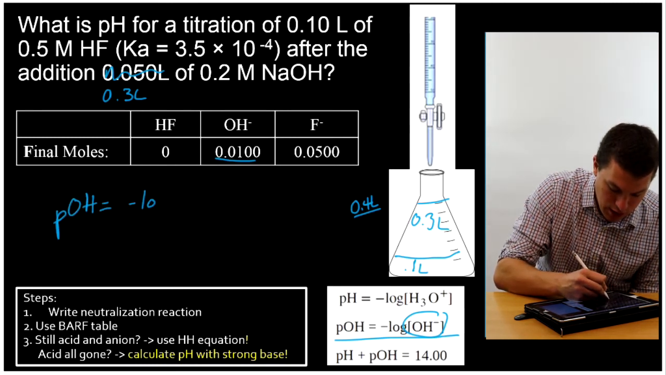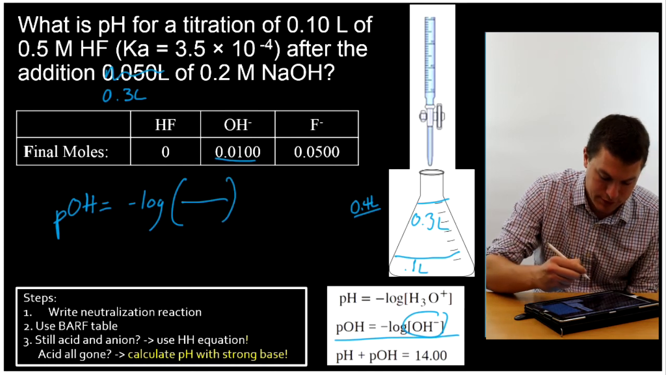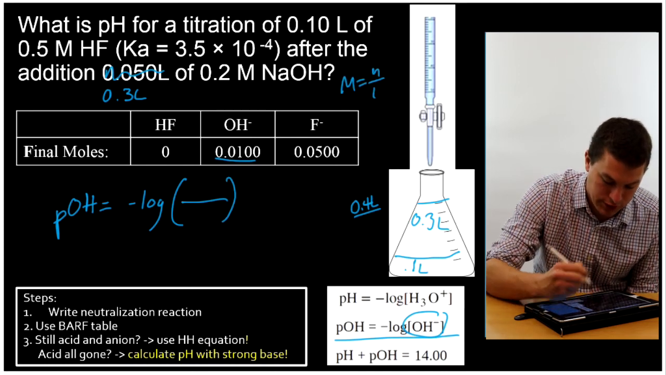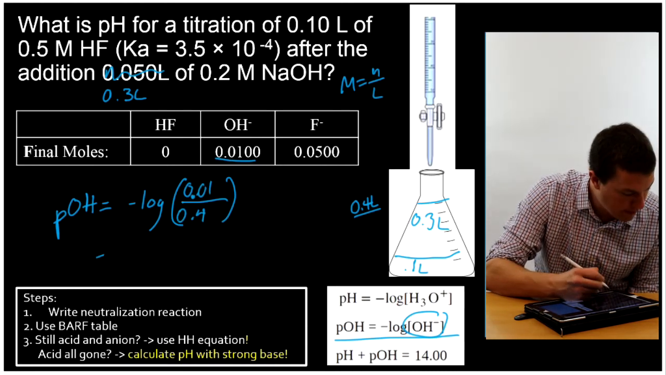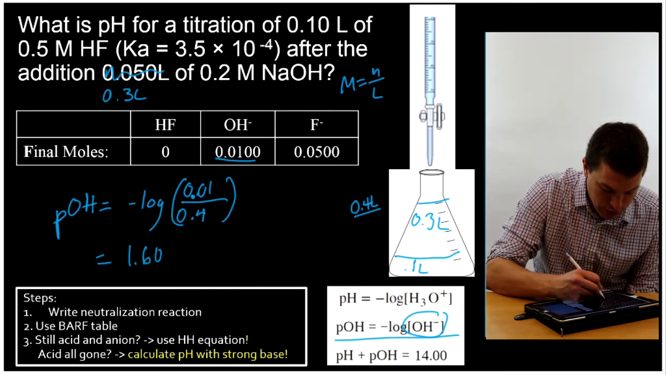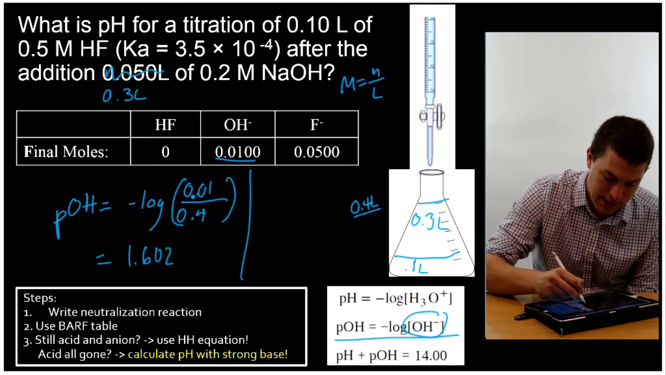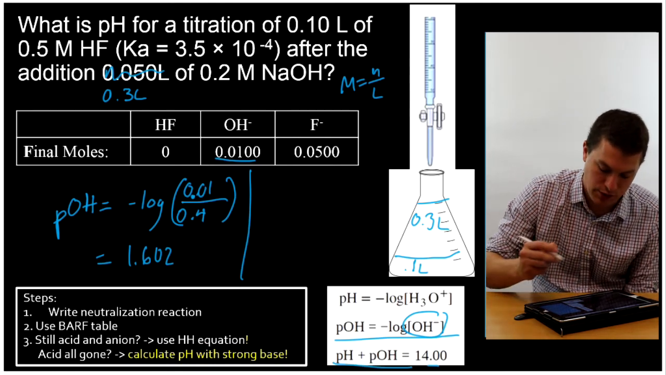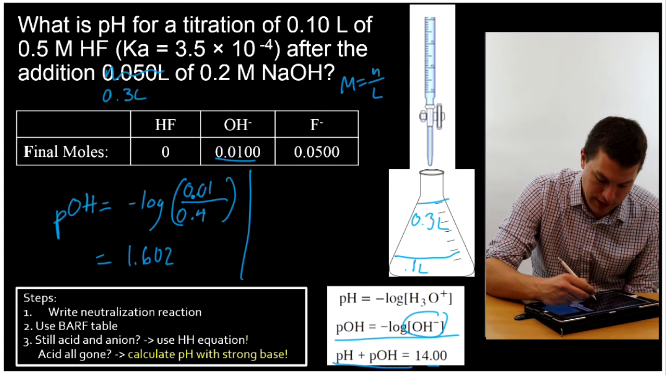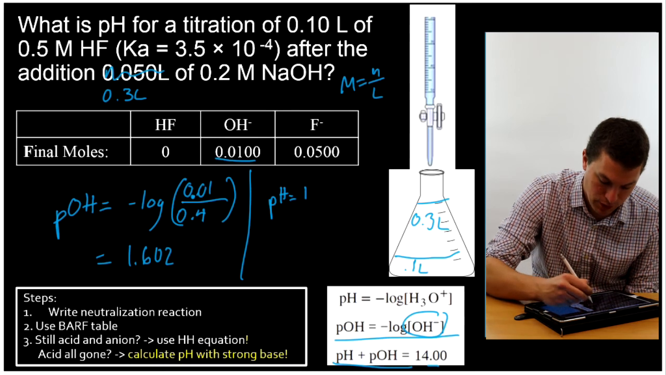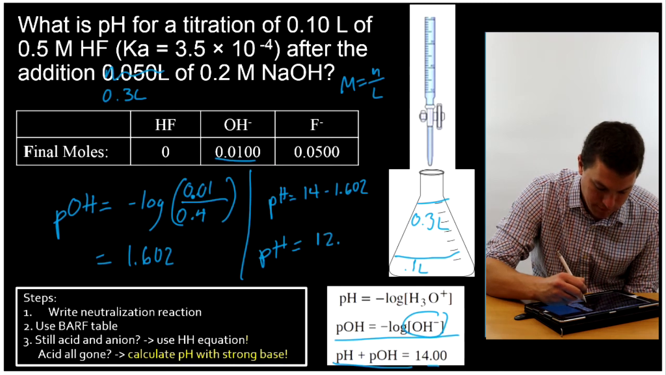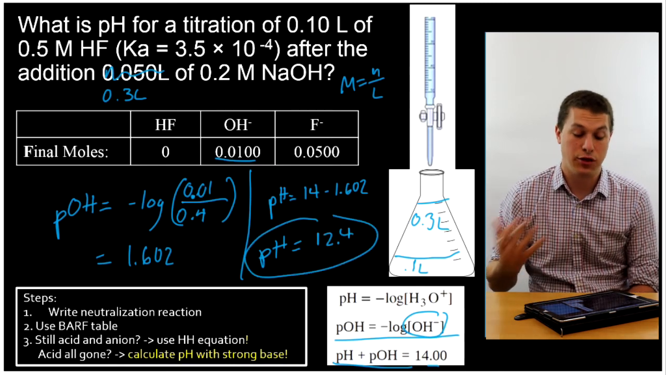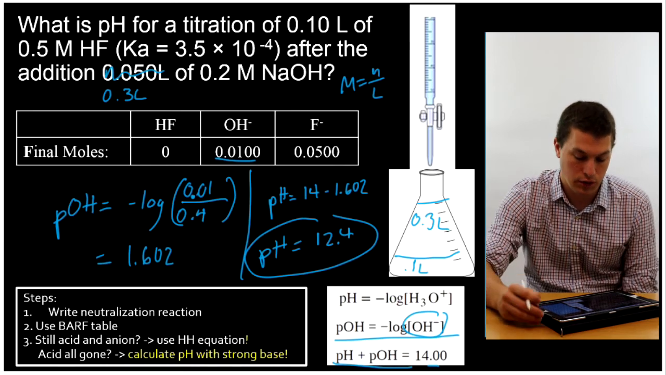So I'm going to do negative log of my moles over my liters. Remember, that's how I calculate molarity. Molarity equals moles over liters. 0.01 divided by 0.4. And when I do that for my pOH, I'm going to get 1.602. Now, how do I calculate the pH from that? Well, I remember that my pH plus my pOH is equal to 14. And so that means that my pH is equal to 14 minus 1.602. So pH in this case will be equal to 12.4. So that's the pH after I've added 300 milliliters of sodium hydroxide, gone beyond the equivalence point.